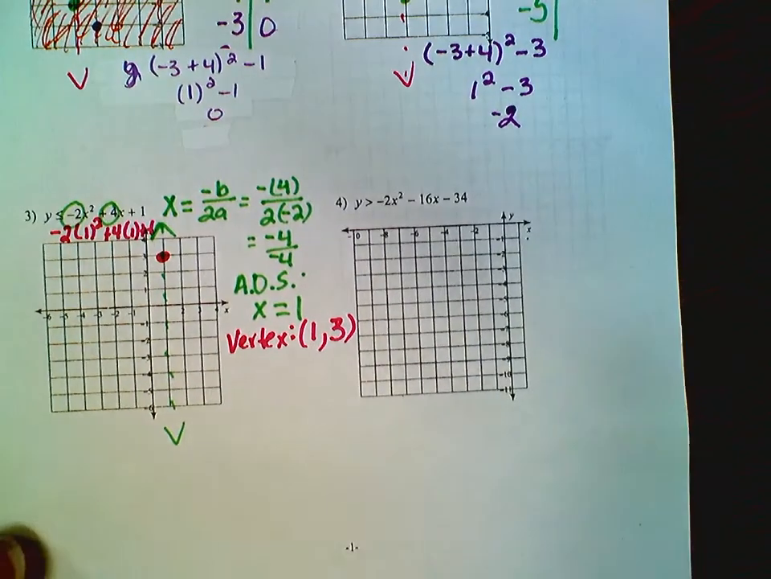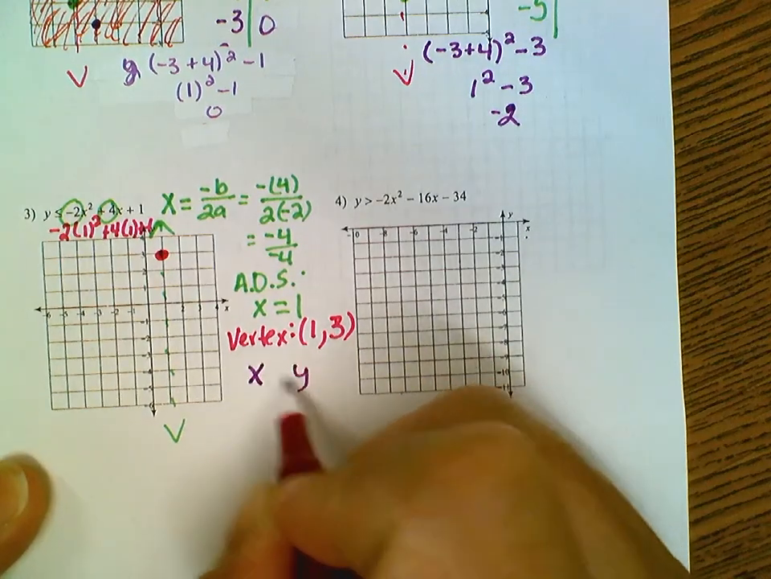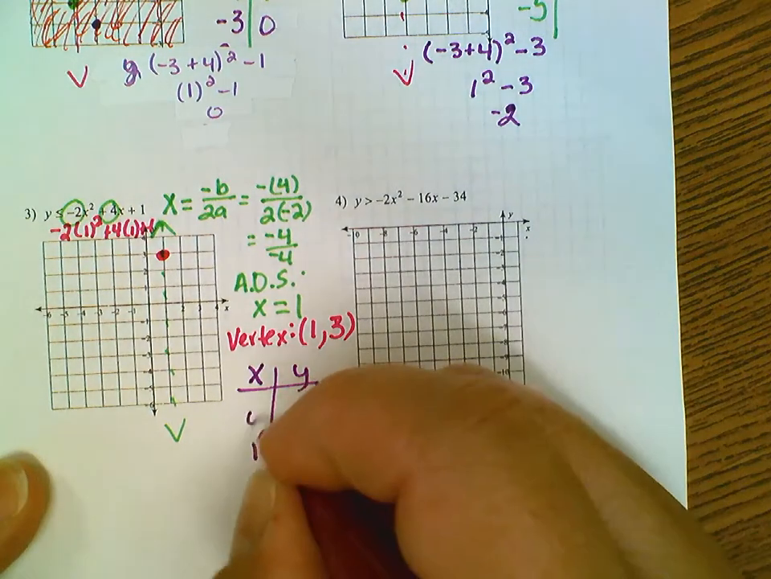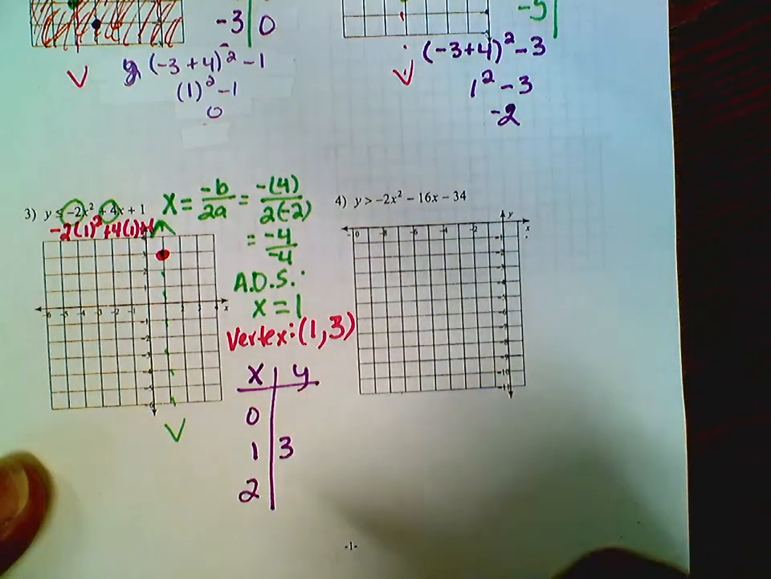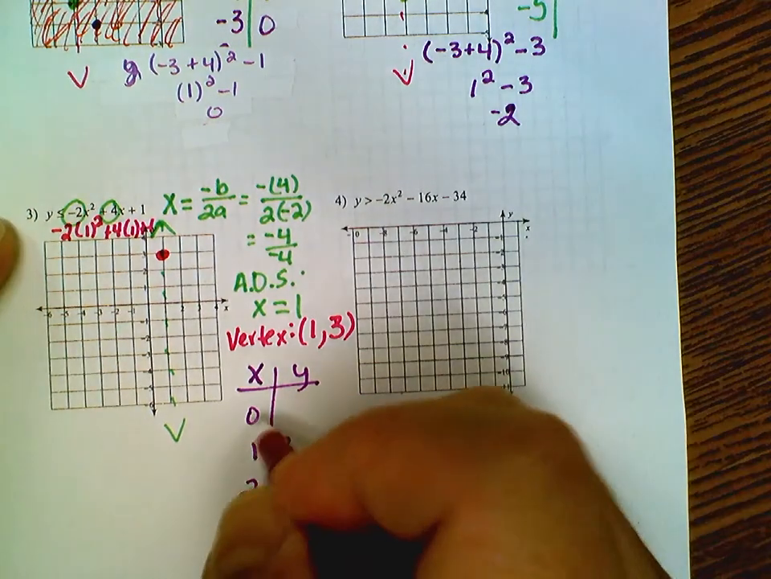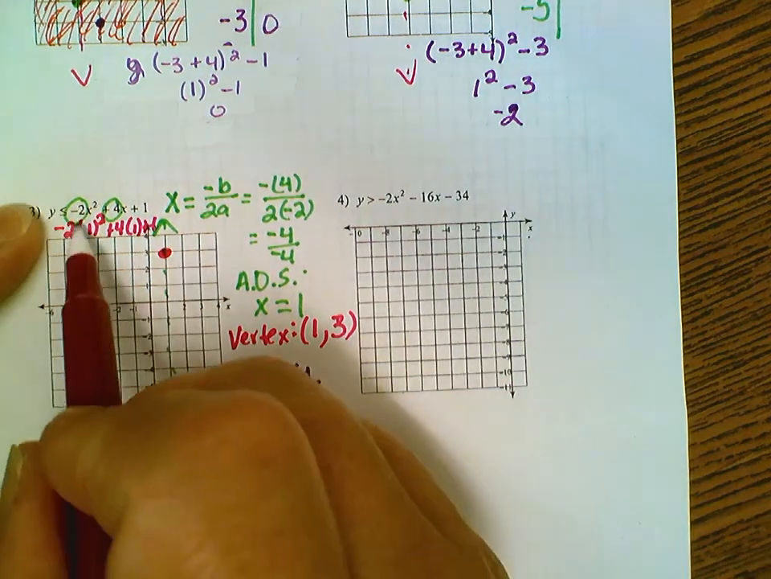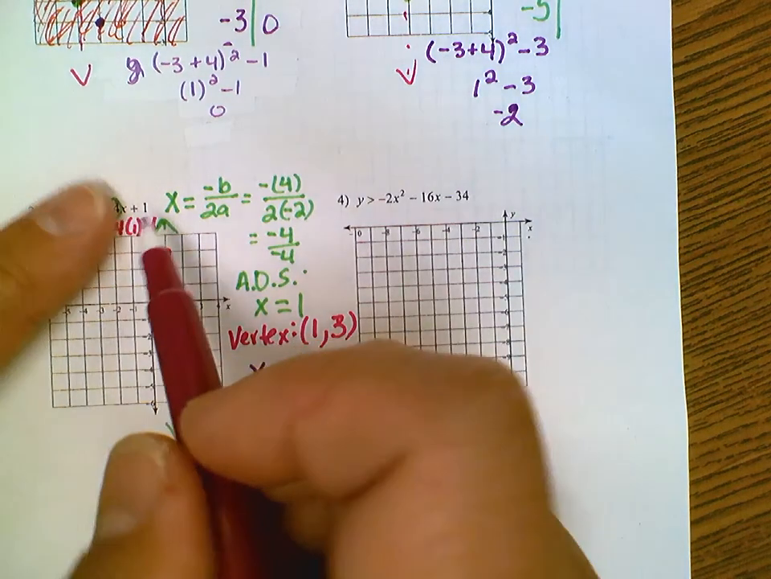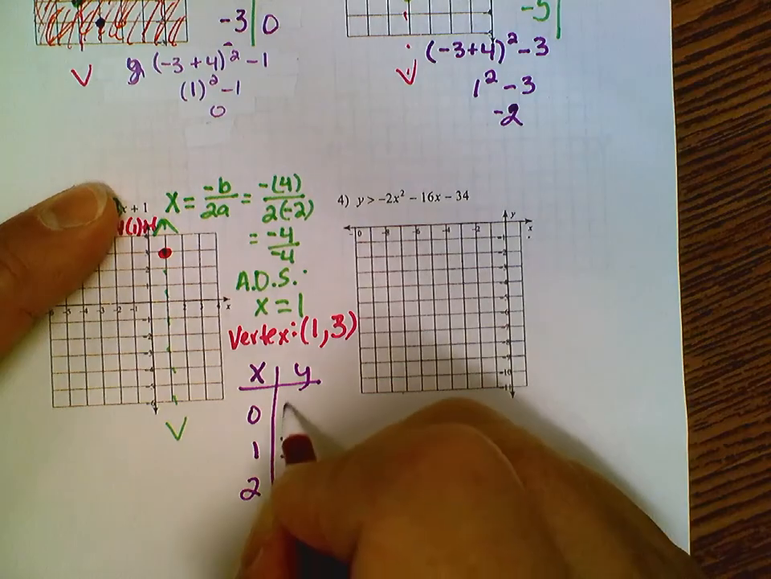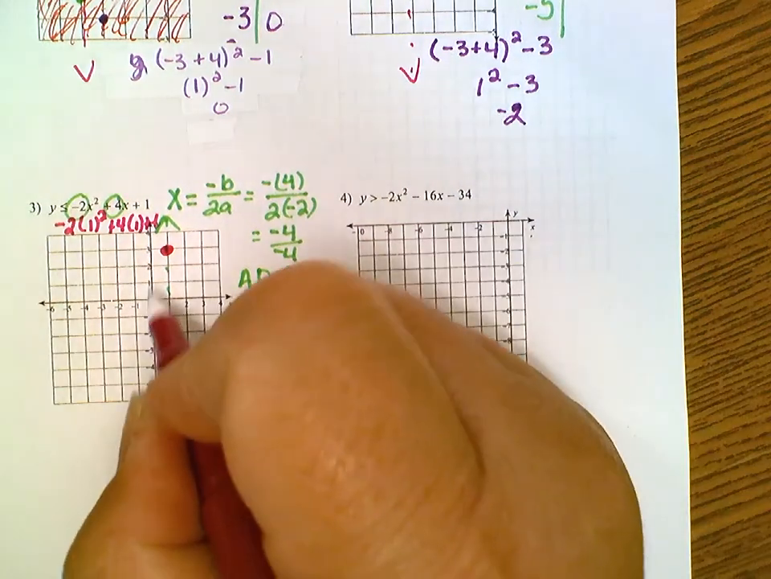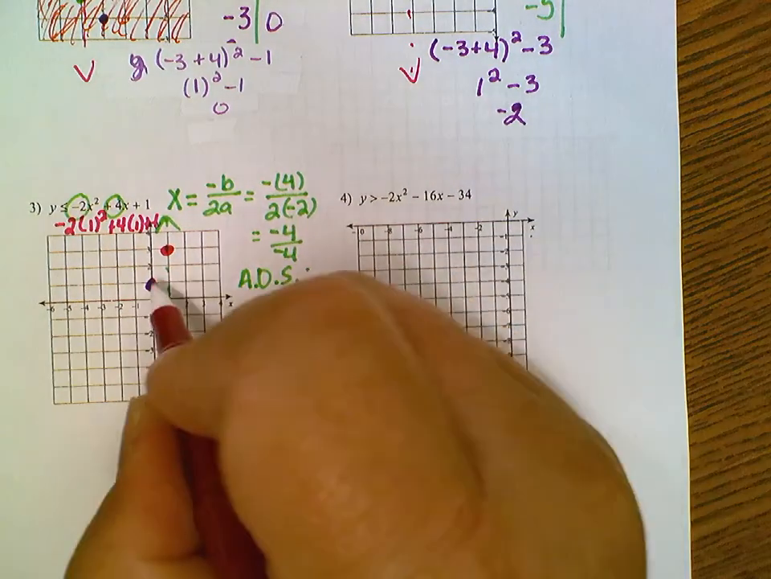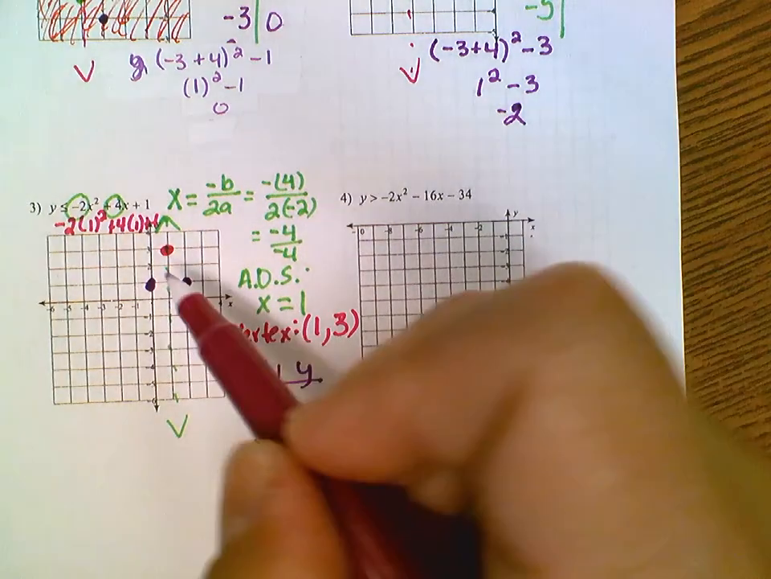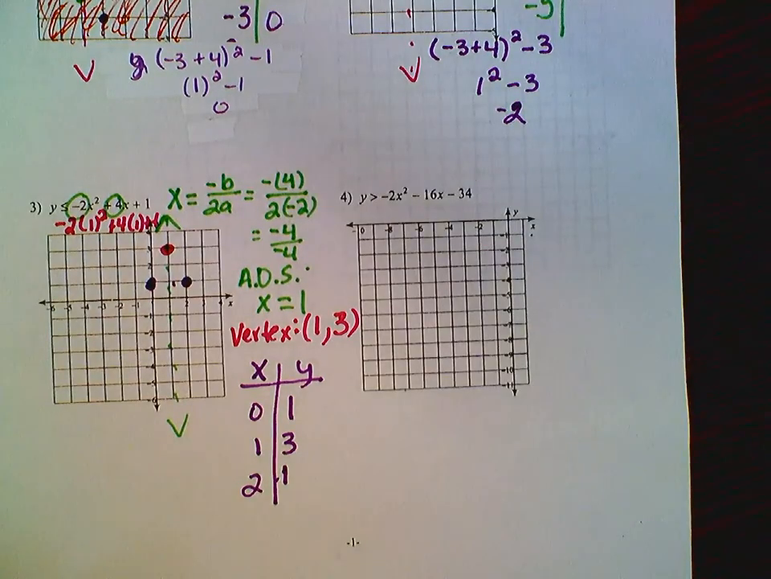So my next step is going to be to make a table. So my vertex is 1, 3. So x values on either side are 0 and 2. 0 is nice and easy to substitute. So that's going to be 0 times negative 2 is 0. 0 times 4 is 0. Plus 1 is 1. So I have 0, 1. And then I'll use my axis of symmetry, plot 2, 1. And then I can keep going downward.